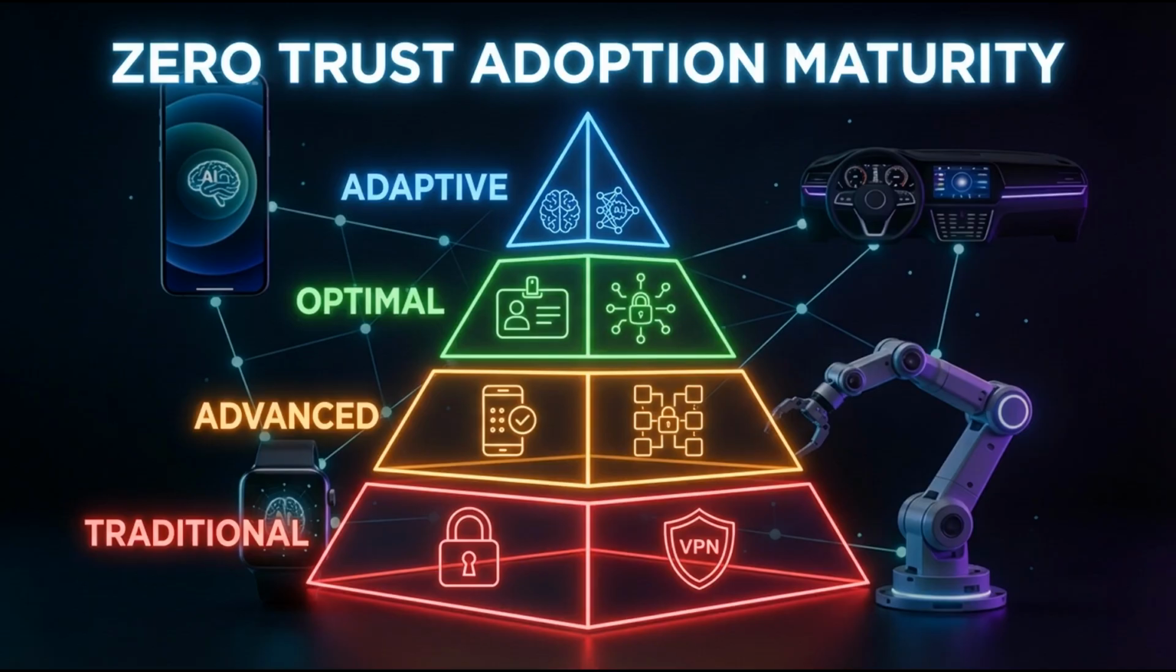Level 4, adaptive. Your zero trust controls are dynamic. Risk scoring adjusts access policies in real time. Machine learning detects anomalies. Security decisions are automated and continuously refined based on new threat intelligence. Most organizations today are between Level 1 and Level 2. The goal is to steadily progress toward Level 3. Level 4 is aspirational for most, but it's where the industry is heading.